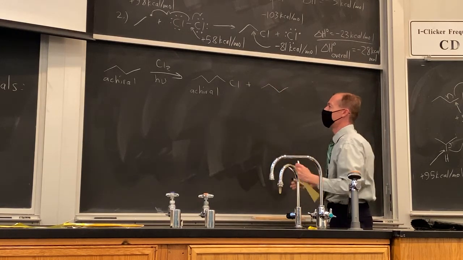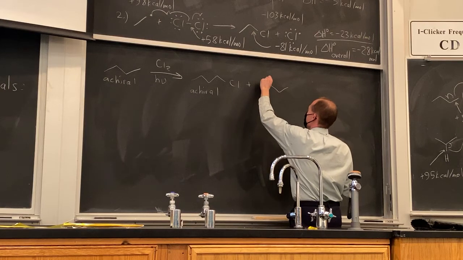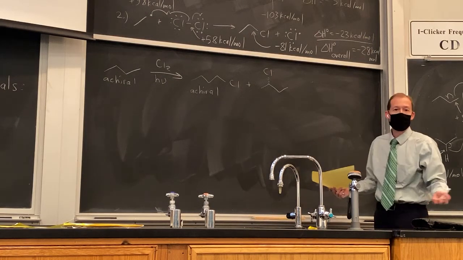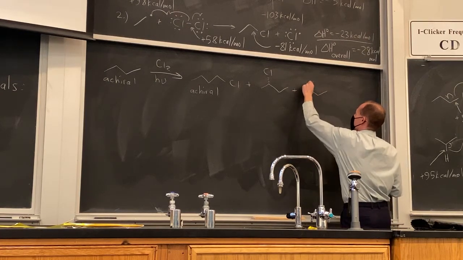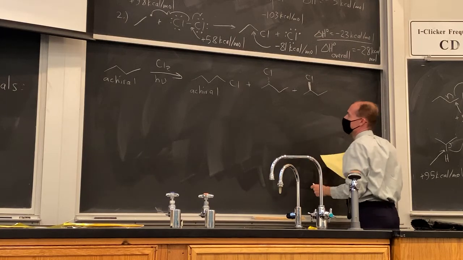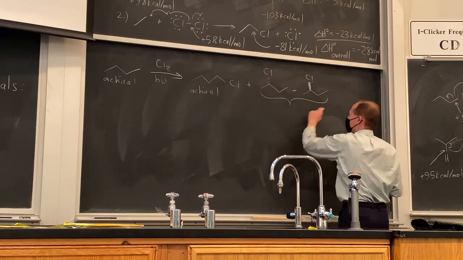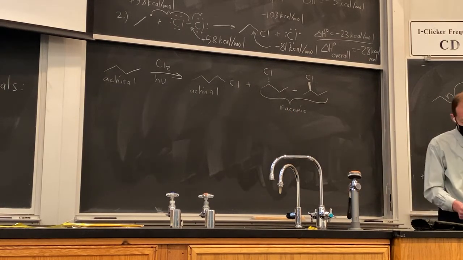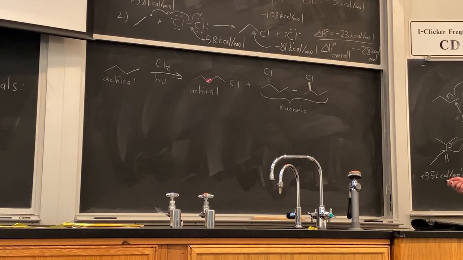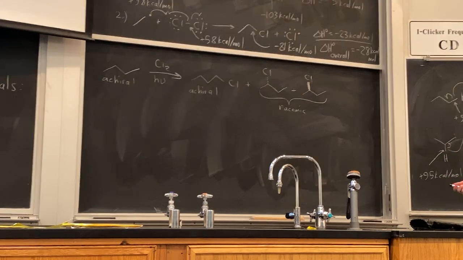We could chlorinate at carbon 2 and get 2-chlorobutane. That's going to be chiral, so we're going to have to form that as a racemic mixture. So we generated our achiral product, and we generated our racemic product. The radical we form is going to be planar. The secondary radical will be planar, so the chlorine will approach with the same rate from both sides, giving us a racemic mixture.